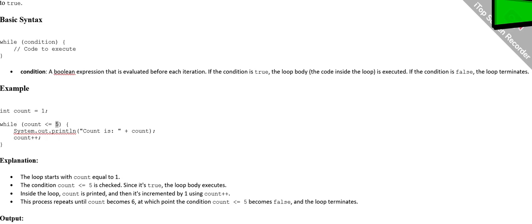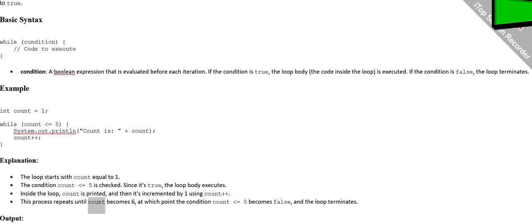while (count <= 5) { System.out.println("Count is: " + count); count++; } Explanation: The loop starts with count equal to 1. The condition count <= 5 is checked. Since it's true, the loop body executes. Inside the loop, count is printed, and then it's incremented by 1 using count++.